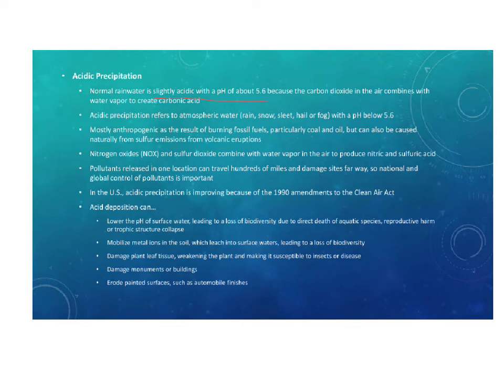Acidic precipitation refers to atmospheric water, such as rain, snow, sleet, hail, or fog, with a pH below 5.6. Most anthropogenic acidic precipitation is the result of burning fossil fuels, particularly coal and oil. But it can also be caused naturally from sulfur emissions from volcanic eruptions. So earlier in the presentation, we talked about sulfur emissions from volcanic eruptions, and that can be a source of acidic precipitation as well, a non-anthropogenic source.